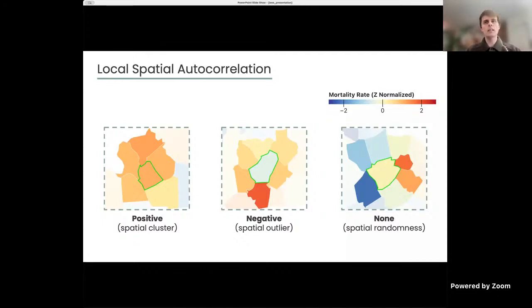So this is basically a fundamental idea in spatial analysis that describes the relationship a location has with its spatial neighbors. So you might have positive local spatial autocorrelation, which means that the location is like its neighbors. You could have negative, which means it's not like its neighbors. That's a spatial outlier. Or you may have no spatial autocorrelation, which is also known as spatial randomness.